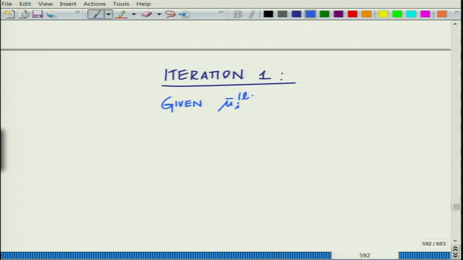mu bar I L minus 1. So, we have, let us say iteration index is L equal to 1 to begin with, which implies L minus 1 equal to 0. So, we have all these mu bar I L minus 1 for I equal to 1 up to k.